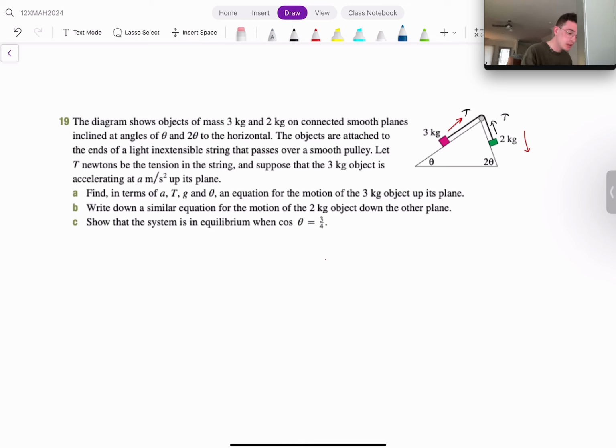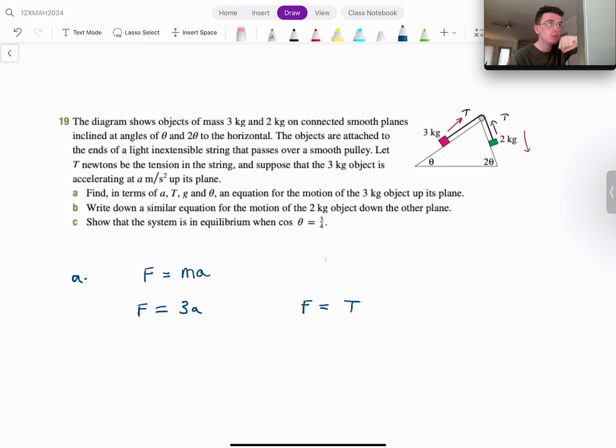Okay, so for part A, we've got to find an equation of motion for the 3 kilo object. Well, we know that F is equal to ma. And we also know that the object is accelerating up the plane at a meters per second squared. So the force of the object going up the plane is its mass of 3 times its acceleration of a. So the force is equal to 3a. Now, at the same time, the force of this object going up the plane is going to equal the tension in the string. That's the force that's pulling it up.